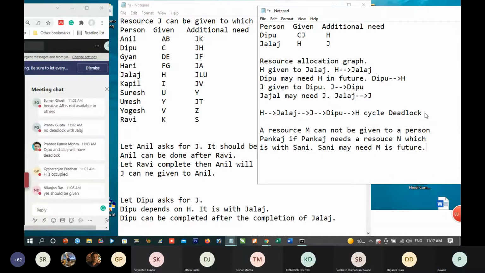Because Pankaj depends on Sunny. Pankaj can be completed only when Sunny is over. And if we give N to Pankaj, then Sunny can be done only when Pankaj is over. Is your doubt clear?